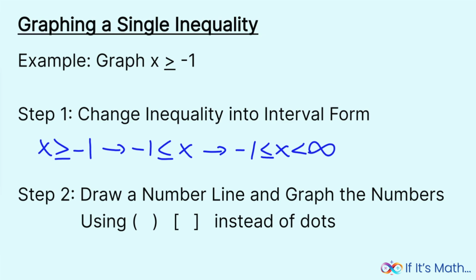So we're going to have for our interval form -1 and infinity. Infinity always uses parentheses, but because we have the or equal to now, we're going to use that left bracket. So again, -1 less than or equal to gives us the bracket. Infinity always uses that parenthesis.